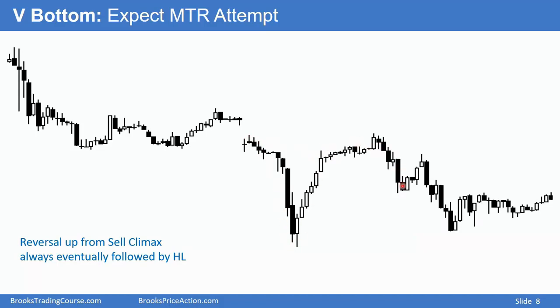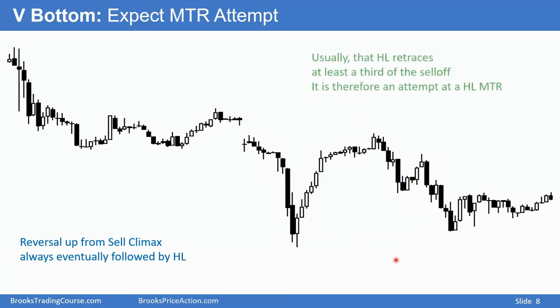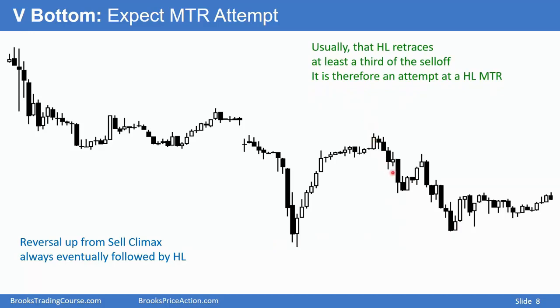Eventually, there'll be a pullback to a higher low, and there was here, and another one here, higher low. As soon as the pullback retraces at least a third of the reversal up, traders start to think about a possible higher low major trend reversal. Very tight bear channel. Most traders would not buy that. This is probably a minor reversal, not a major reversal.